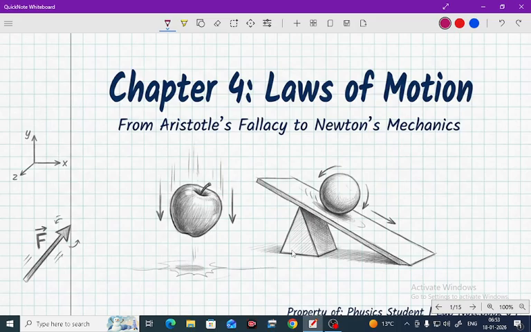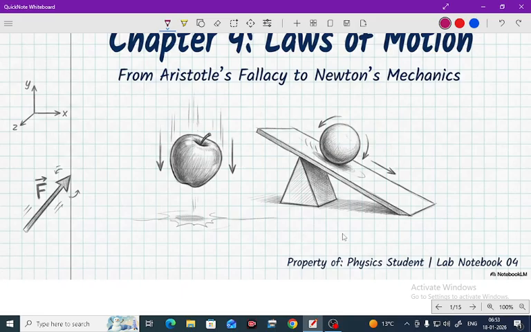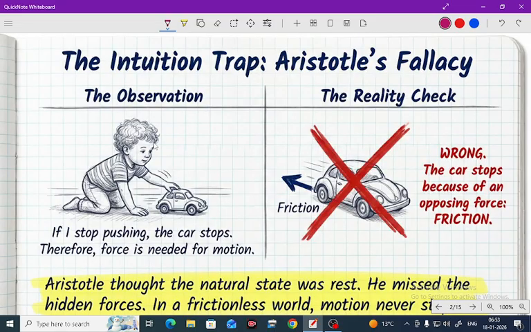Hello everyone. Today we shall discuss the laws of motion, chapter 4, from Aristotle's fallacy to Newton's mechanics. Property of physics. Student lab notebook 4. Today we shall discuss from Aristotle's fallacy to Newton's mechanics. The intuition trap, Aristotle's fallacy.